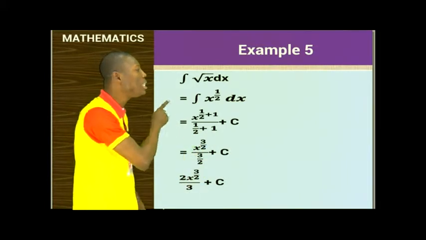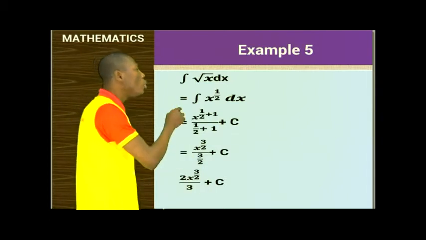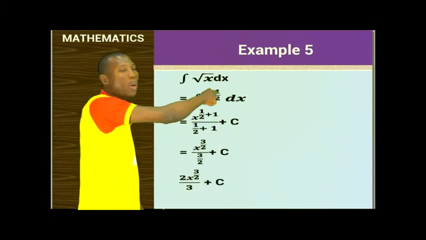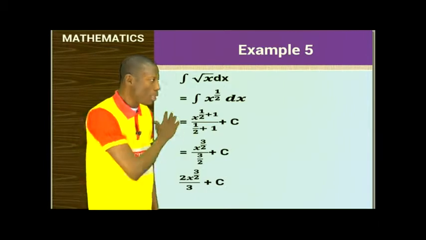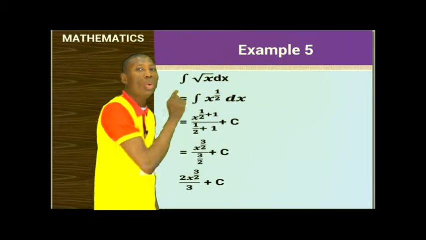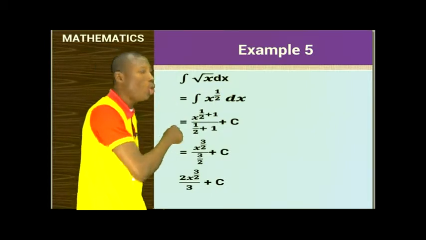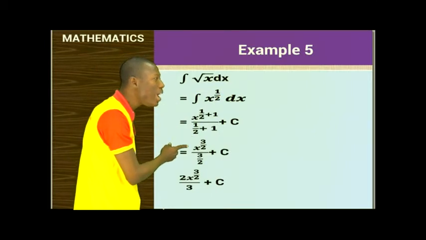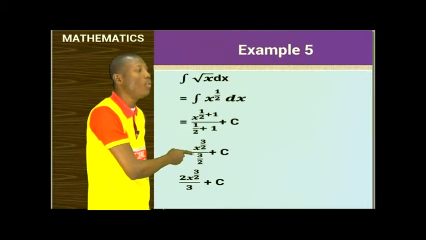In this case, I have the integral of root x dx. So this one means x raised to power half dx. Now, the power is half. So half, which is the power, plus 1, all over half plus 1 again. Then I have x raised to power 3 over 2, all over 3 over 2.